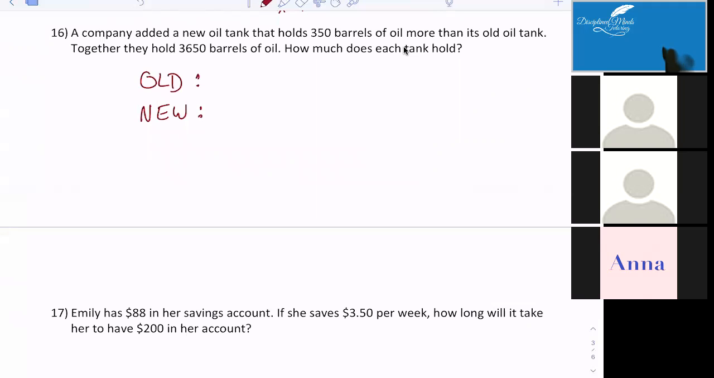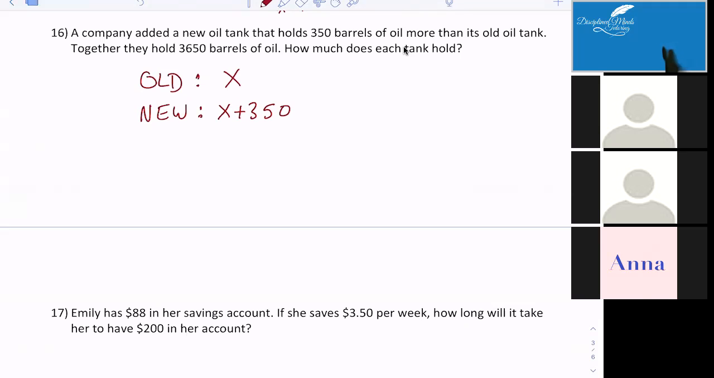Now, it says, a company added a new oil tank that holds 350 barrels more than the old. So how much does the old hold? X. How much does the new hold? X plus 350. That is not a difficult task.